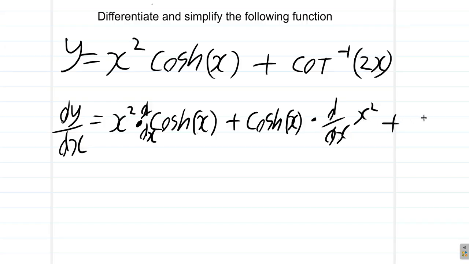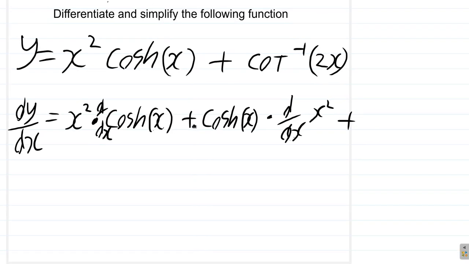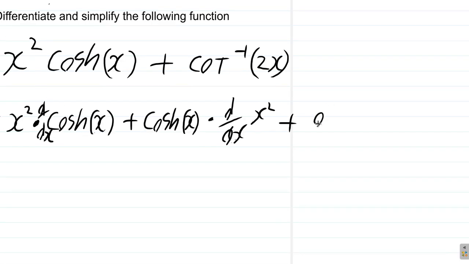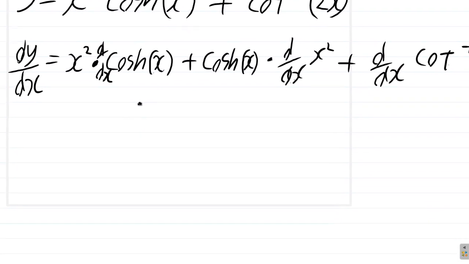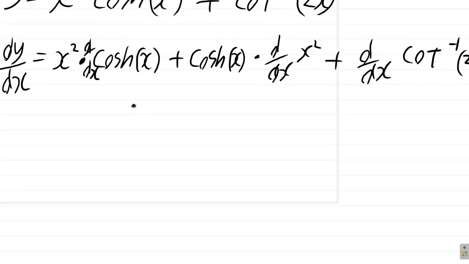Plus, well, we're going to differentiate, so we find the derivative with respect to x of cotangent inverse of 2x, alright? Now, let us see what happens here.